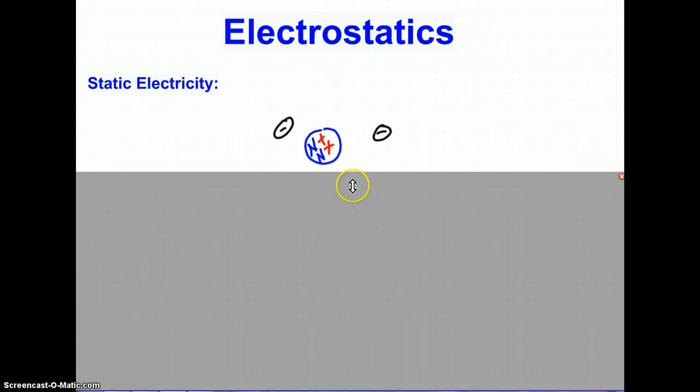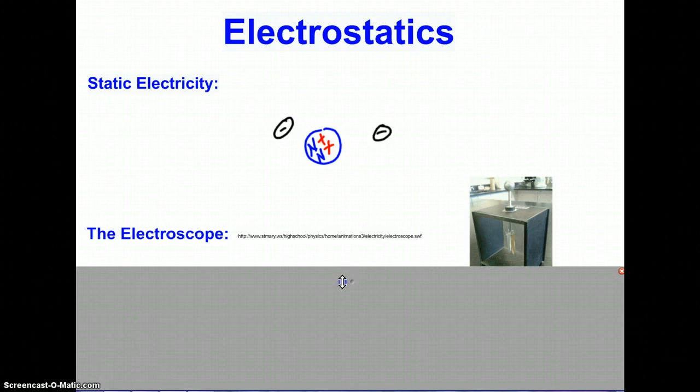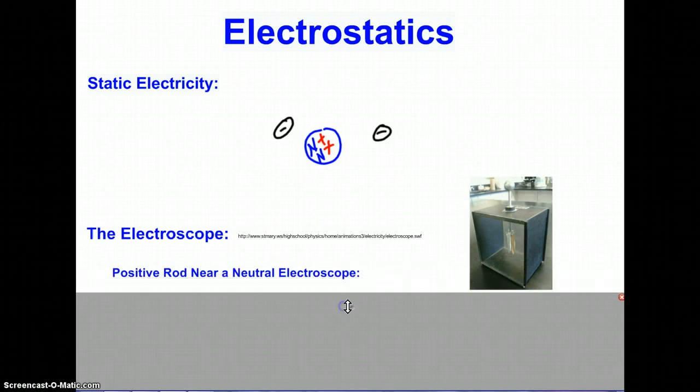To demonstrate that, we have a device called an electroscope. As pictured here to the right, an electroscope simply has a knob at the top that passes through an insulating material down into the inside, where air is prevented from disturbing the gold leaves that are hanging straight down. What is pictured here is a neutral electroscope. Let's take a look at what a positive rod brought near a neutral electroscope would do to the electroscope leaves.